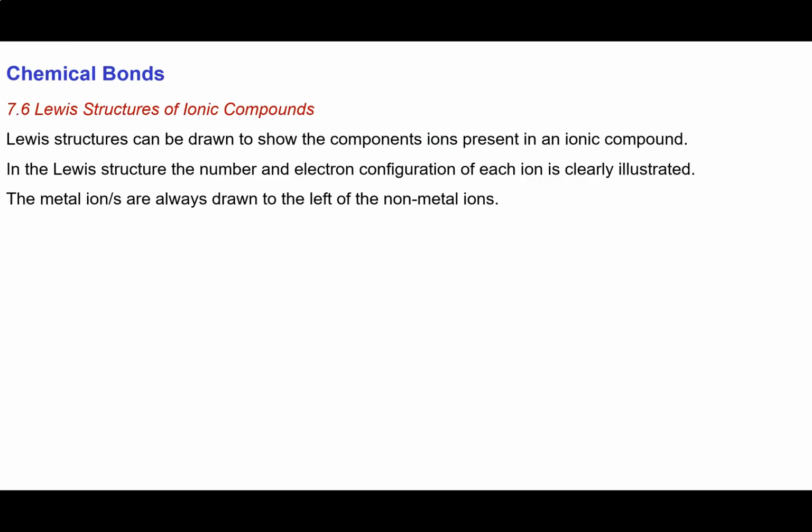Alright, so Lewis structures can be drawn to show how ionic bonds form. What we're showing there are the Lewis symbols of the individual atoms, and then we're showing how the electrons are transferred to form the ions. There's a little bit of convention there that we always draw the metal atoms and ions on the left, followed by the non-metals.